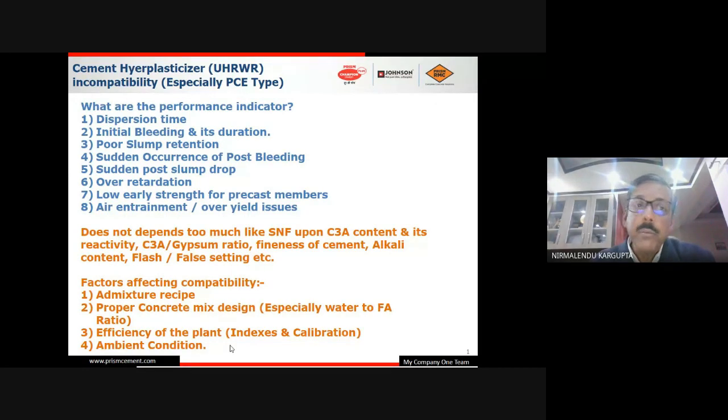So incompatibility comes. Initial bleeding and its duration. When PC admixture is incorporated, some initial bleeding comes. Definitely, everywhere, in 90% of cases. It's not that there was no initial bleeding and then after 3 hours it gave a 180 mm slump. It will never happen, you will see. You will have initial bleeding, but we have to see how long this initial bleeding exists. That is very important. Poor slump retention: we were given 3 hours, it lasted 2 hours, incompatible.